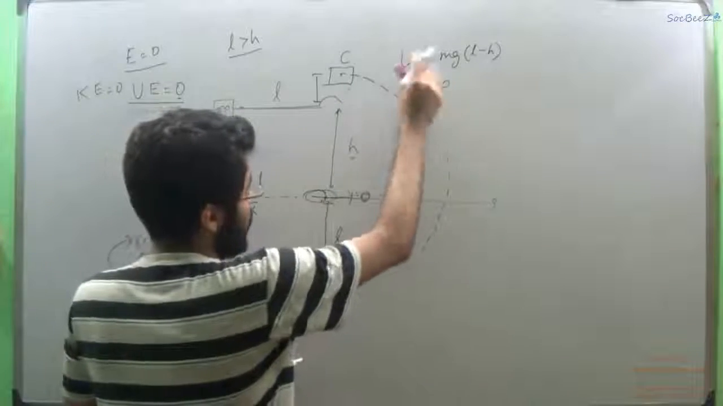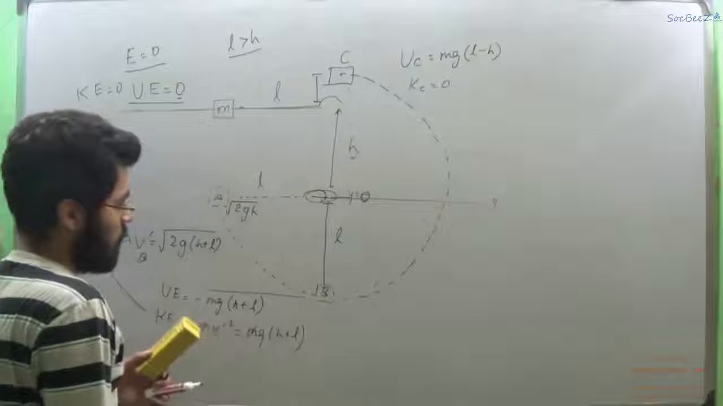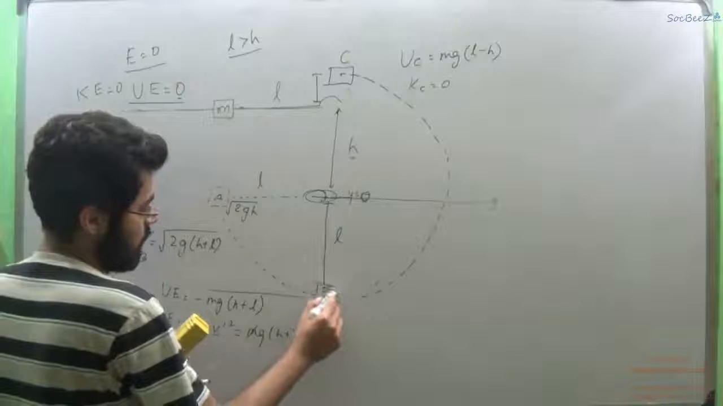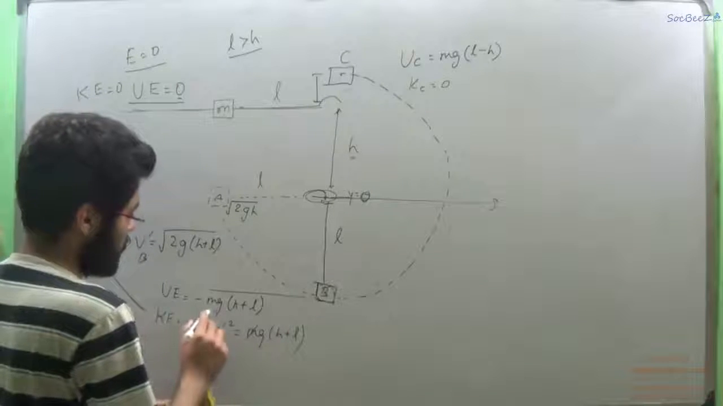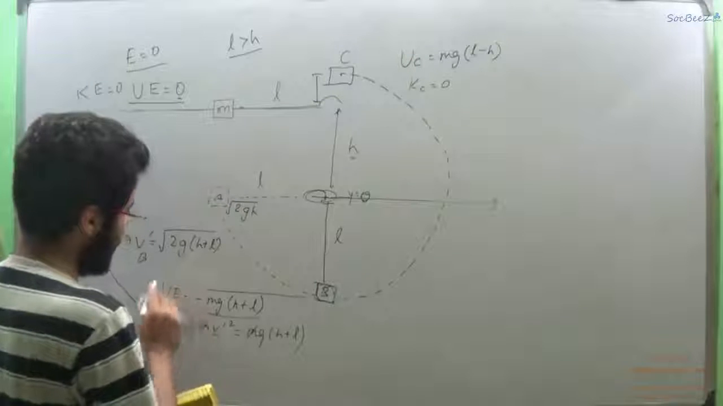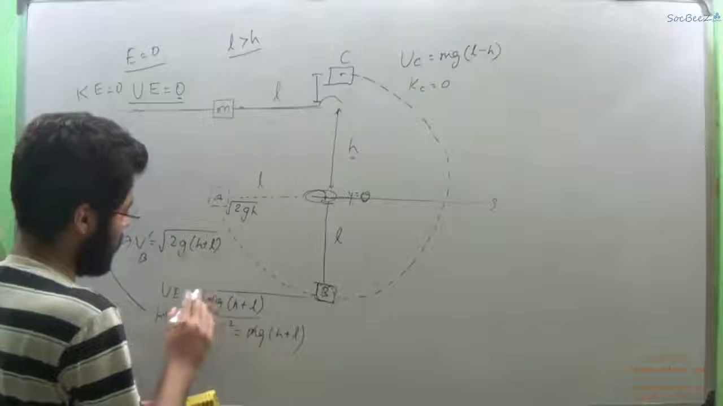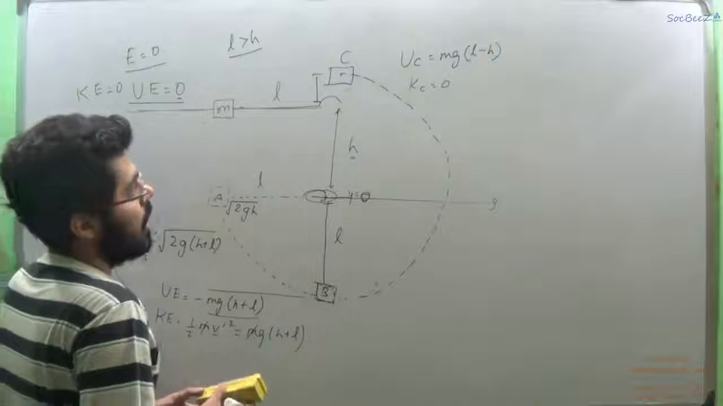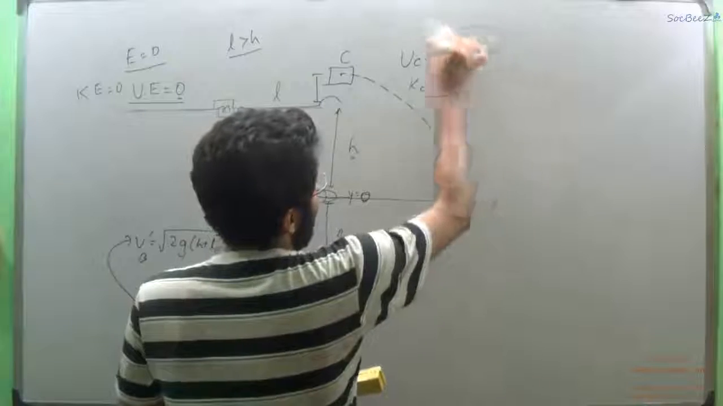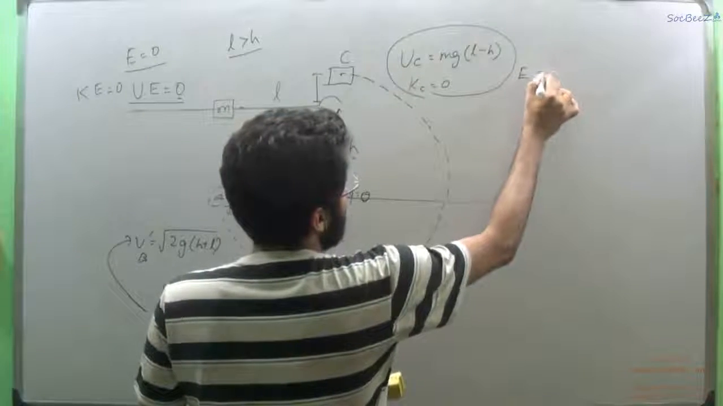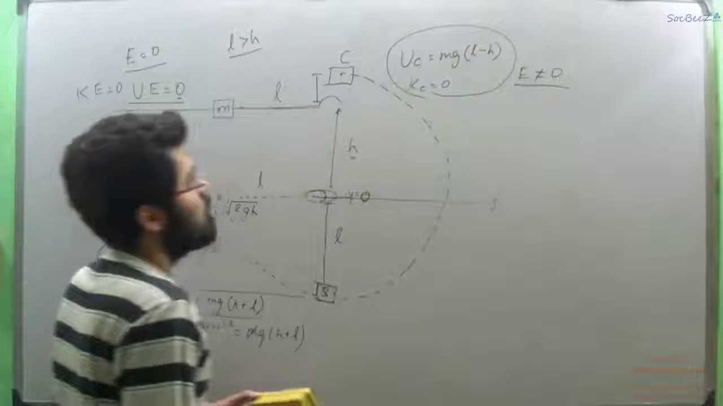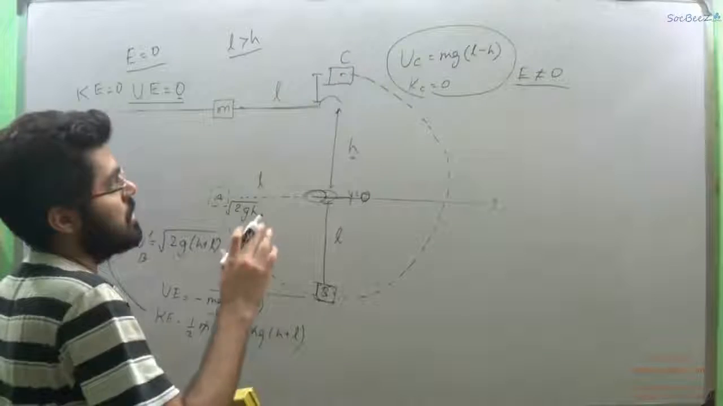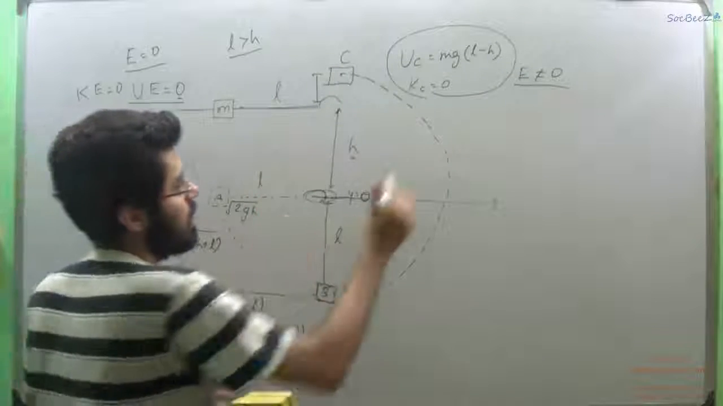Now if kinetic energy is 0, potential energy is mg(L minus H). Now let us see whether it is possible or not. At this point, potential energy is minus mg(H plus L) and kinetic energy is half m v dash square. So here you see that net energy is not 0. If this potential energy is positive, then net energy is not 0, because U plus K will be something greater than 0.